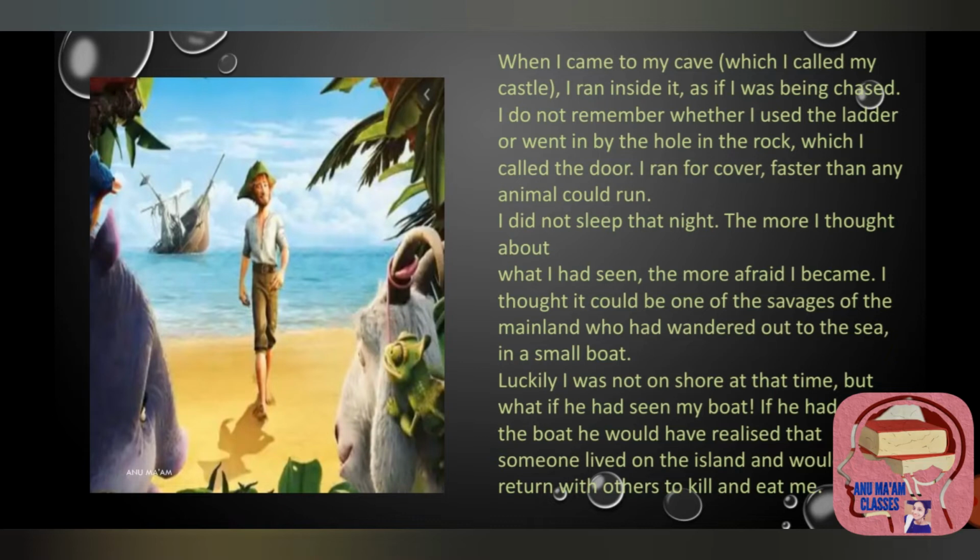So luckily I was not on shore at the time. But what if he had seen my boat? If he had seen the boat, he would have realized that someone lived on the island and would soon return with others to kill and eat me.